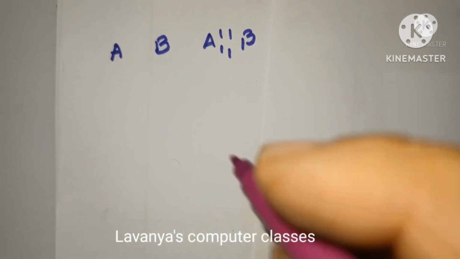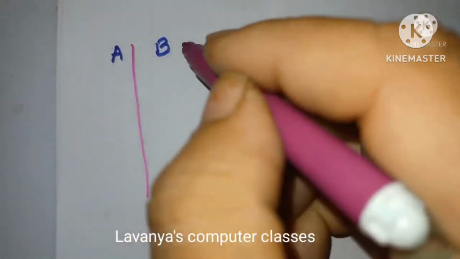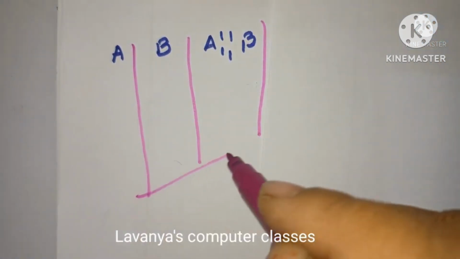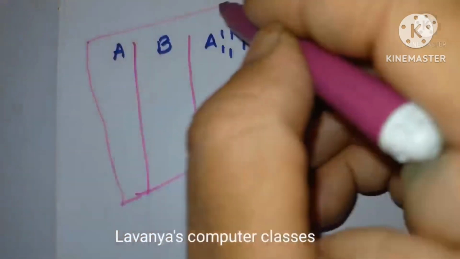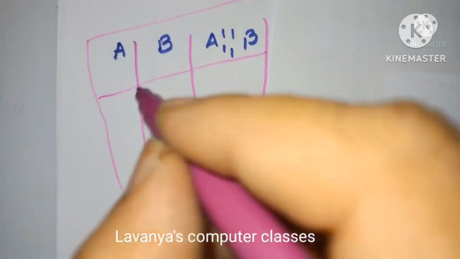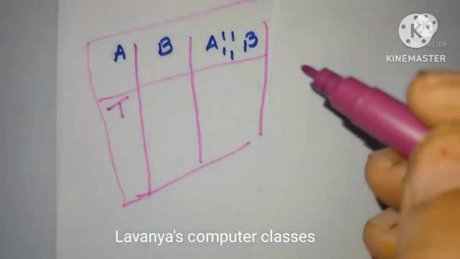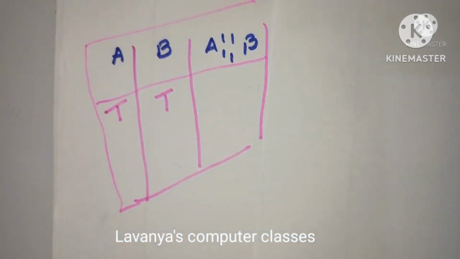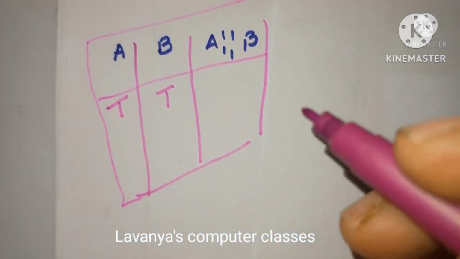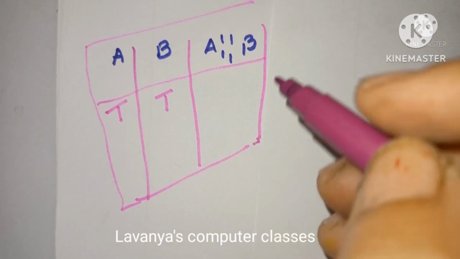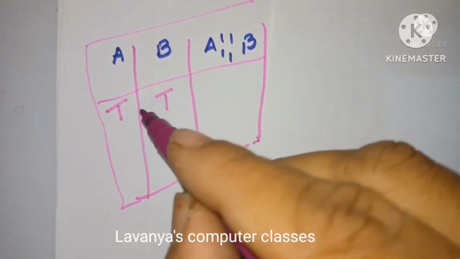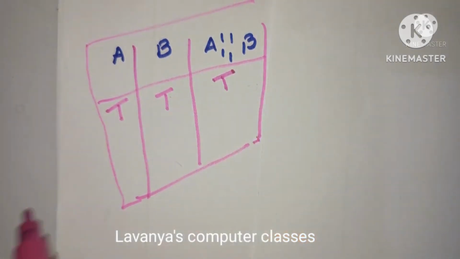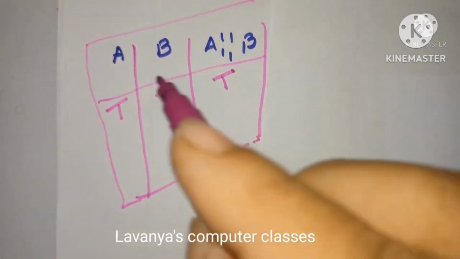Now I'll write the truth table for this. A is the first condition, B is the second condition, A or B is the total result. First, I take the first condition true and the second condition also true. For an OR operator used between two conditions, if any one condition is true, the total result is true. Here both conditions are true, so without any problem the total result is true.